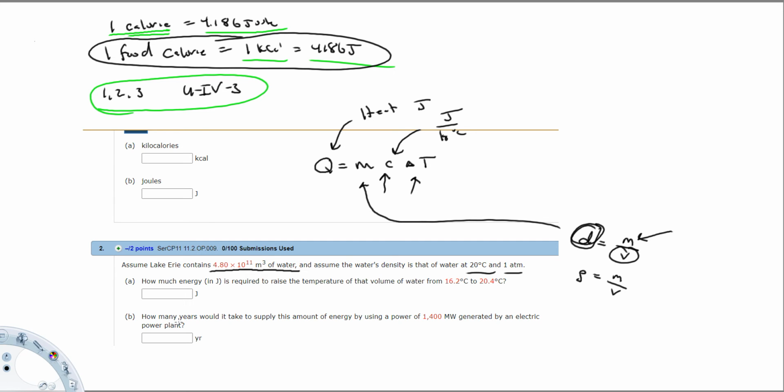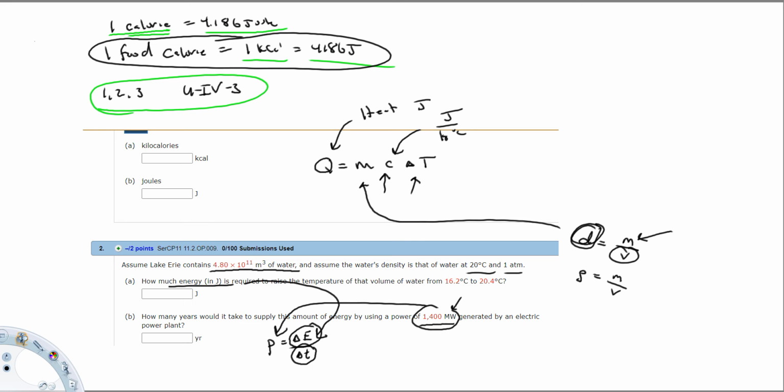Let's see, how many years, or in other words, how long would it take a 1,400 megawatt generator to do this? So that megawatt is a unit of power, which remember is change in energy over change in time. What you're going to do is take your answer for A, how much energy, and use that here. And then this is your power, which is going to go here, and then you're going to solve for delta T. Mega means 10 to the 6, so that's 1,400 times 10 to the 6 watts. And that should get you to your delta T, which will come out in seconds, and then you'll convert to years.